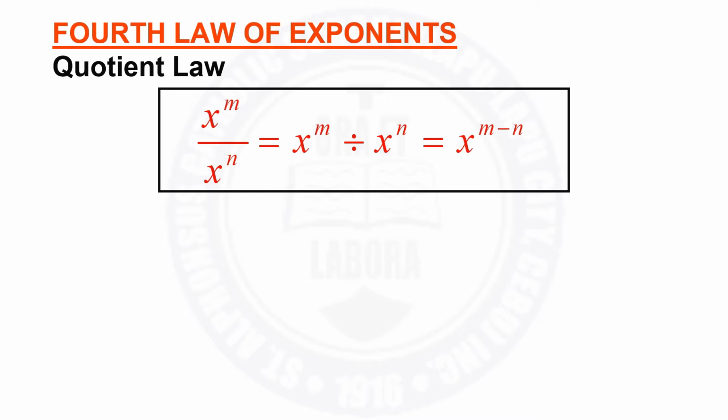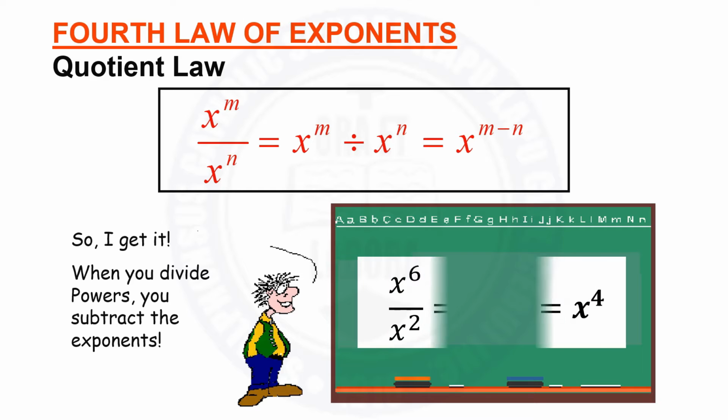Meaning to say, we will be subtracting the exponents of the same variable. So we have here an example of x raised to 6 over x squared is equal to x raised to 6 minus 2, which is equal to x raised to 4. And that is the final answer.